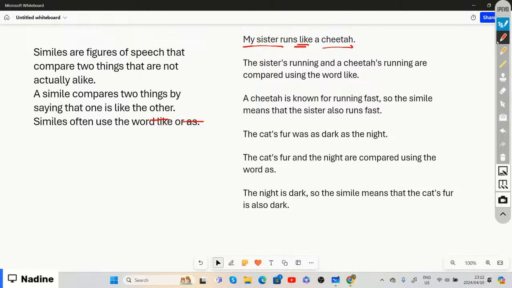So if we look at the cheetah and the meaning of the cheetah, we can say that the cheetah is well known for running fast. In this case, we are still comparing how fast a sister runs to a cheetah. That means that if the cheetah runs fast, and we're comparing that to a cheetah, then we are saying that the sister is also running very fast.